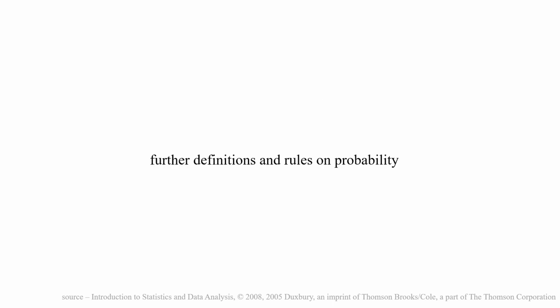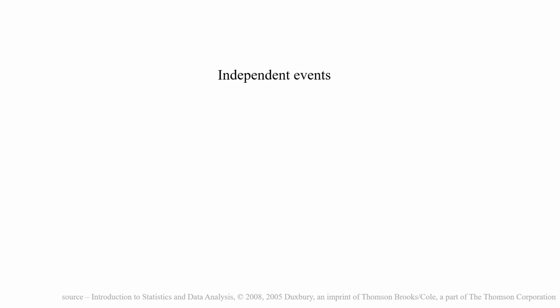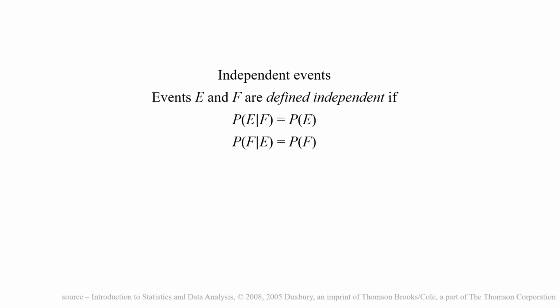Having discussed the basic properties of probability, let's look into further definitions and advanced rules on probability. Independent events. Events E and F are defined independent if probability of E given F equals probability of E, and similarly probability of F given E equals probability of F.